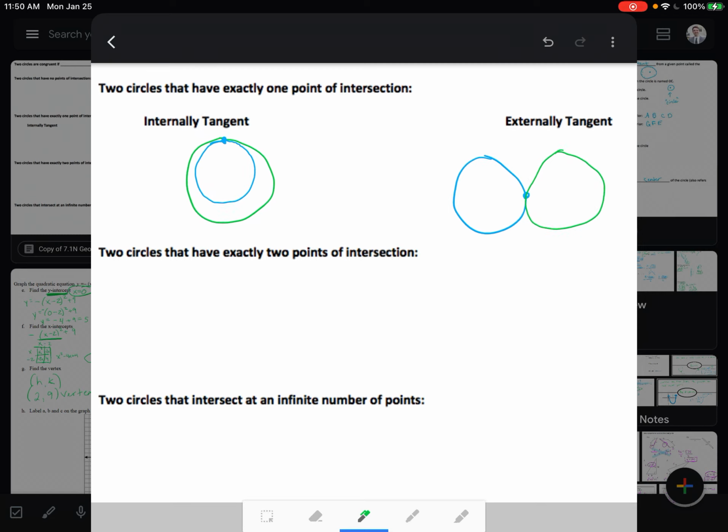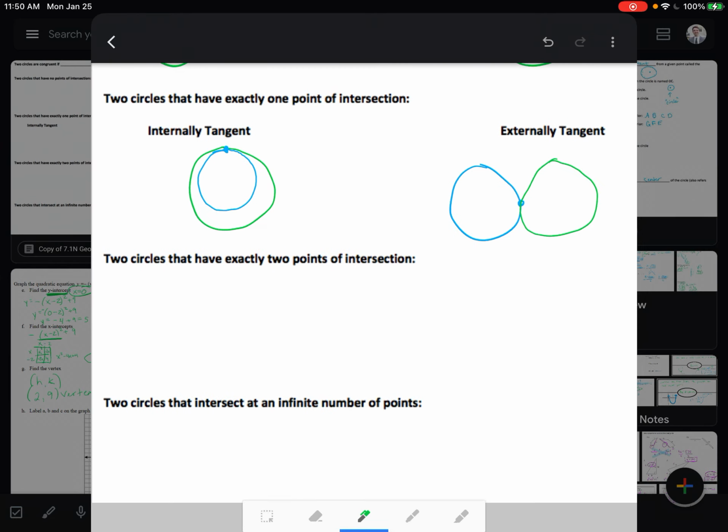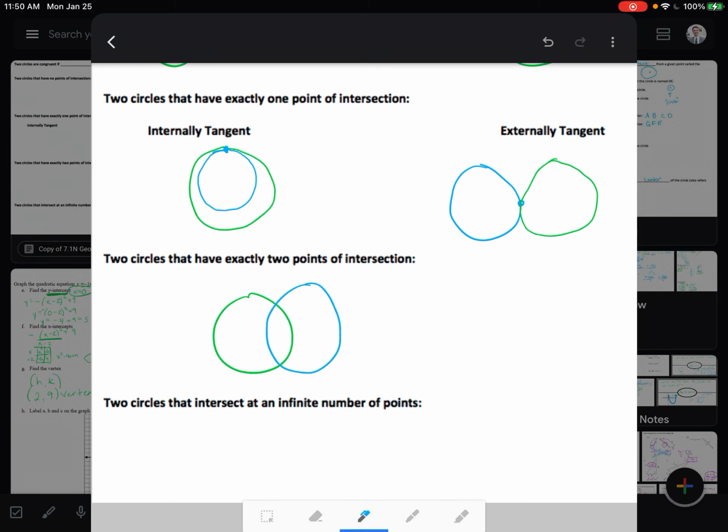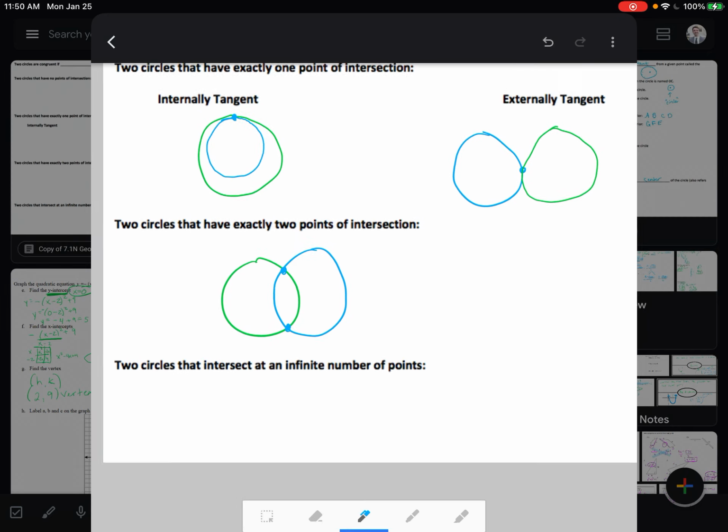Next, two circles that have exactly 2 points of intersection. There's only one way to do this one. You just draw it, and then the other one goes through it a little bit. Kind of looks like a Venn diagram. And again, they cross at exactly 2 points.